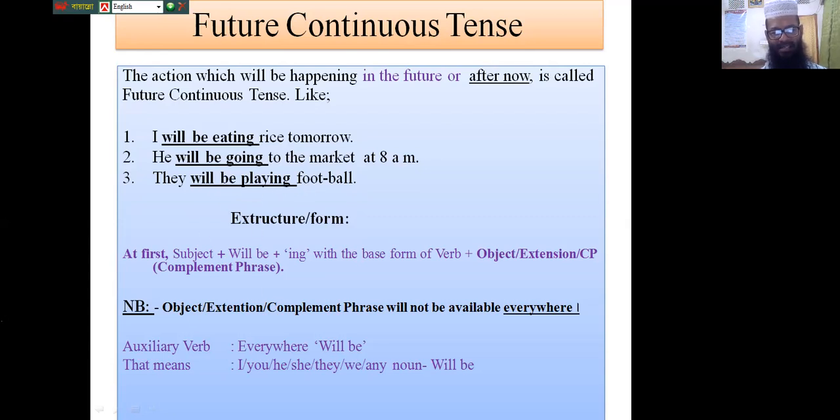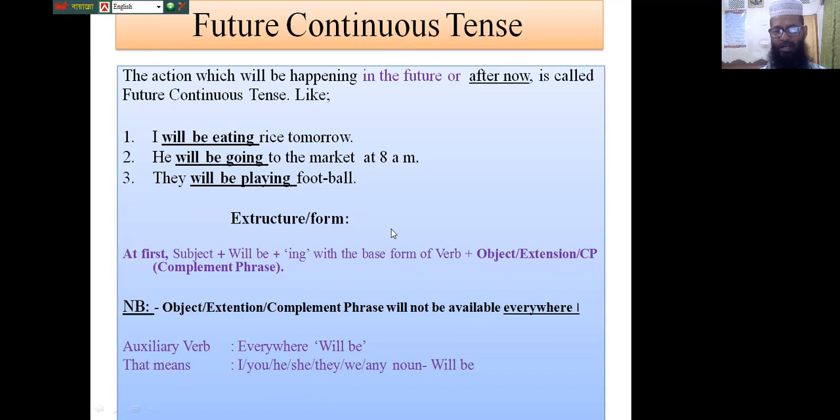Okay, let's see the structure. At first, subject plus will be plus the ing form, that means the ing form of the base verb, plus object, oblique extension or complement phrase. The object extension or complement phrase will not be available everywhere. Auxiliary verb, everywhere, will be. That means I will be, he will be, she will be, you will be, they will be.